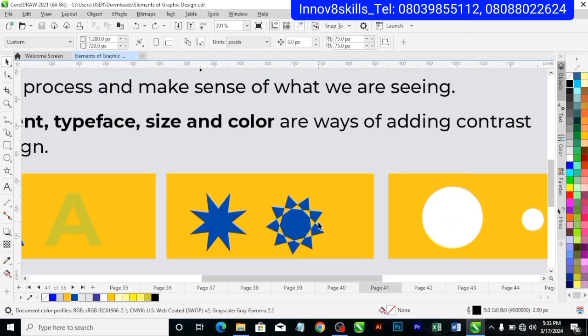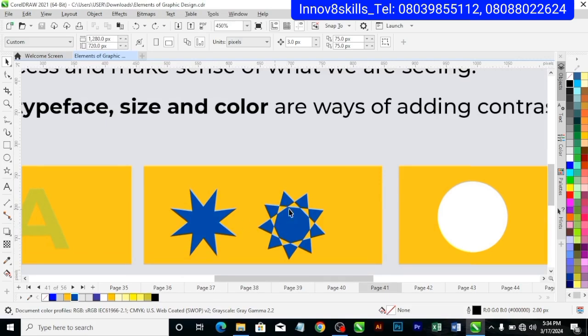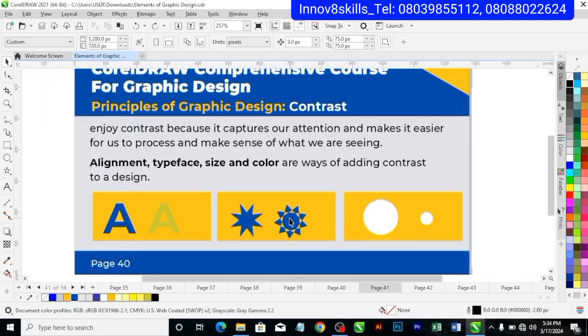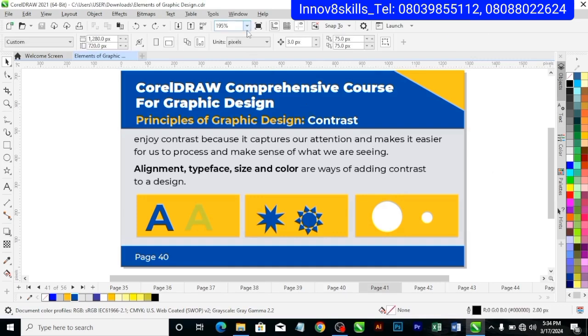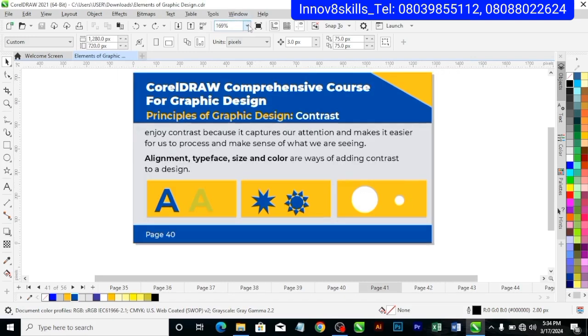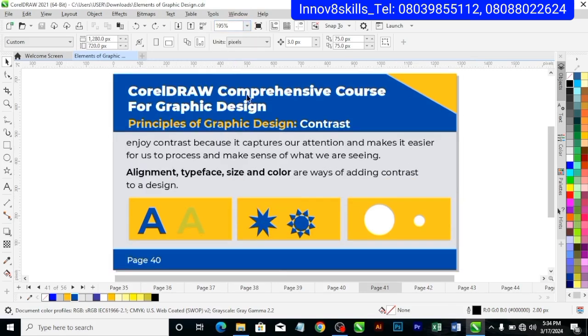Okay, look at this now. They might be of the same size, but the way this one looks unique will capture their attention. This one as well, you can see the size of this one is bigger than this one. So that is why contrast is one of the things that we use to create a hierarchy. So that is why I said that they are kind of similar, but not completely the same.